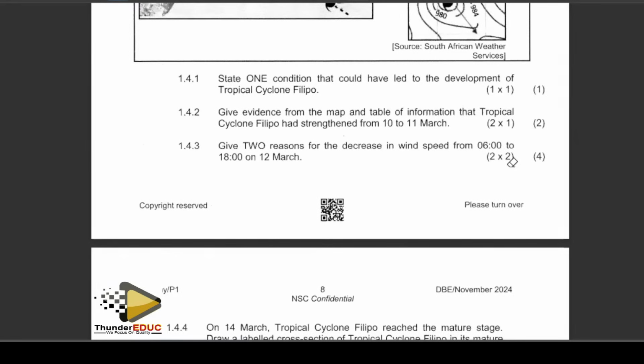On March 13, tropical storm Filippo moved back over the ocean and developed into a tropical cyclone on 14 March. Right, the infographic here is everything. State one condition that could have led to the development of tropical cyclone Filippo.